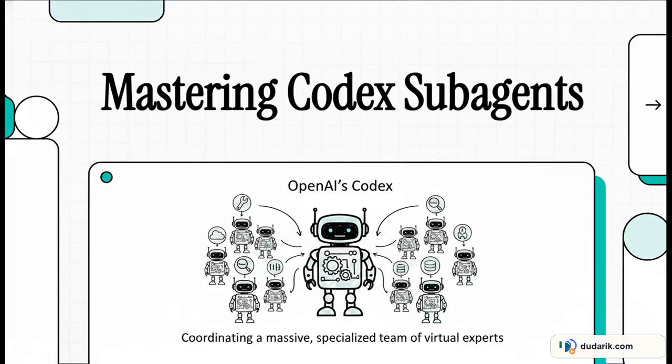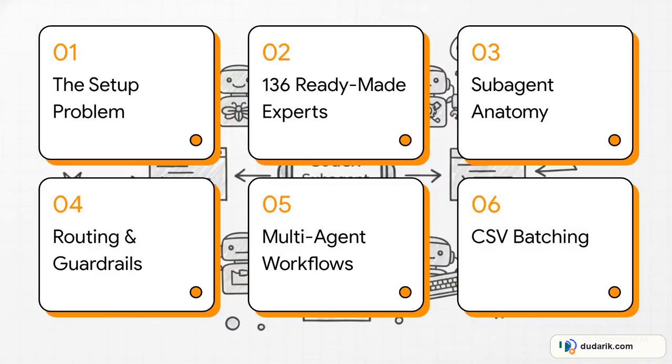Welcome to the Explainer. Look, today we're unlocking a totally new level of productivity for your dev team. We're going to see how to make OpenAI's Codex work significantly faster and honestly just a whole lot smarter for you. If you've been using Codex, you already know it's incredibly powerful. But today, we're moving way past relying on just a single general-purpose AI. Instead, we're talking about coordinating a massive, highly specialized team of virtual experts. Okay, let's dive into this.